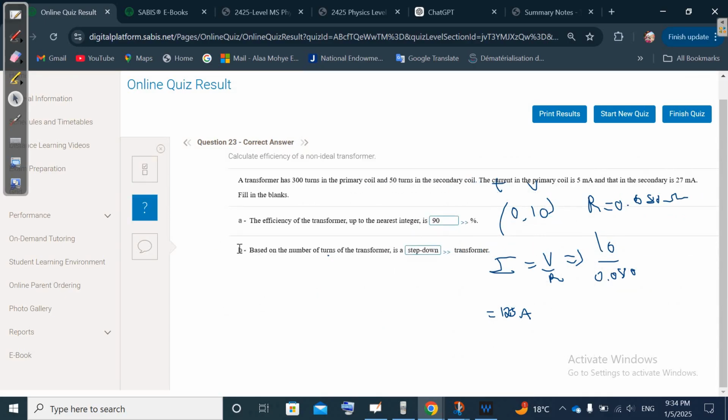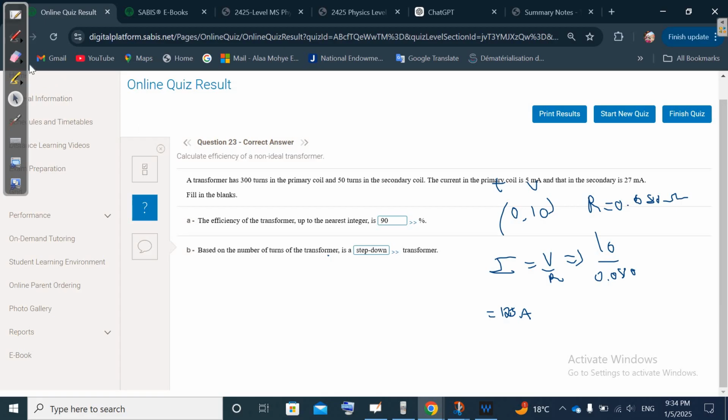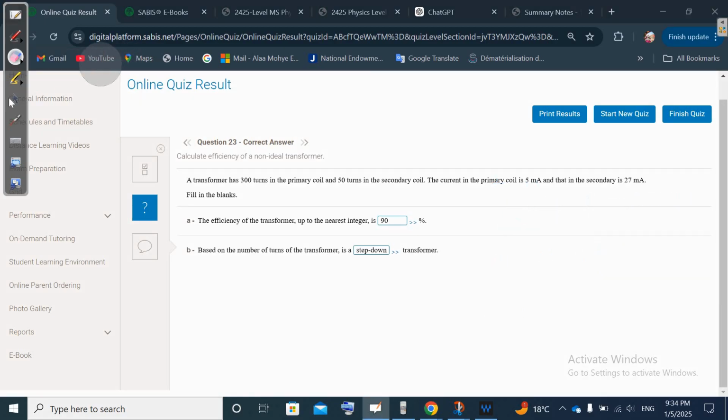Next, this question is very important, so please focus with me. The transformer has 300 turns in the primary, 50 in the secondary. Primary current is 5 milliampere. Current in the secondary is 27 milliampere. Okay. The efficiency of the transformer. So obviously I need the power, but I have a problem. I don't have the voltage here. So let me just take this here.